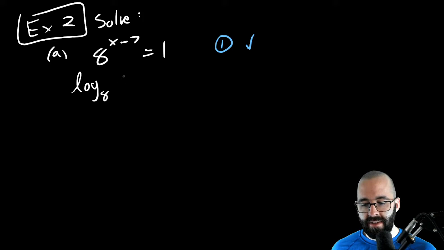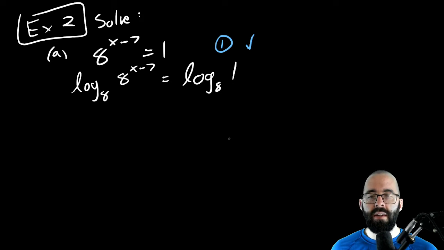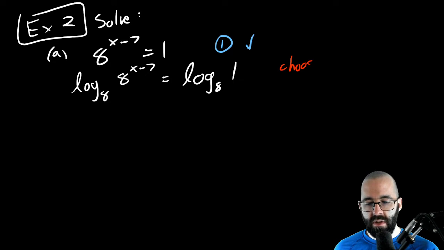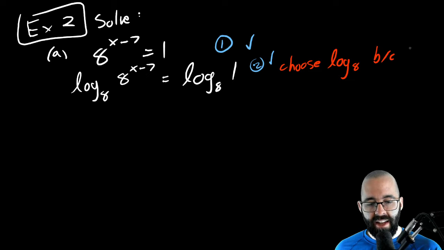Log base 8 of 8 to the x minus 7 equals log base 8 of 1. And again, this is step 2: log both sides. We choose log base 8 because 8 is the base of the exponential.